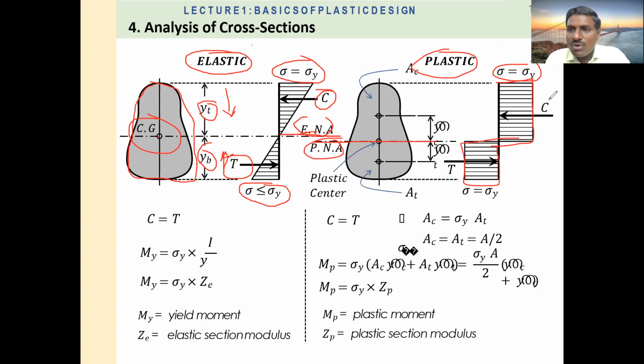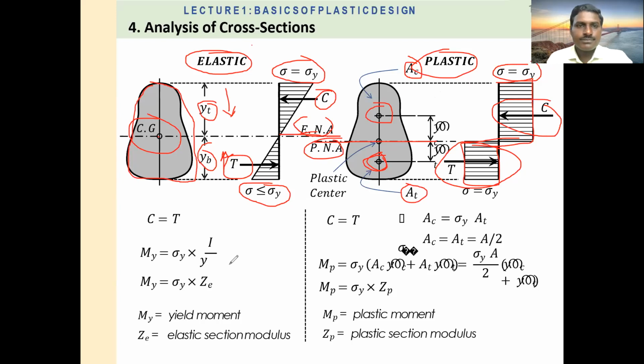Now this is the compression area and this is the tension area. The CG of the compression area is here and the CG of the tension area is here. This is AC, the area in compression, and AT is the area in tension. Again, the compression area and tension area are divided by the CG. The CG of the whole area is the plastic neutral axis, and again there are the compression area and tension area. The CG of the compression area is located here and the CG of the tension area is located here. This is the behavior of this particular cross section in elastic and plastic.